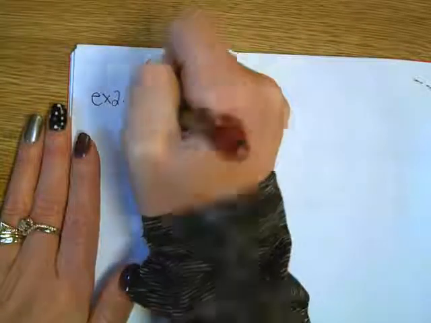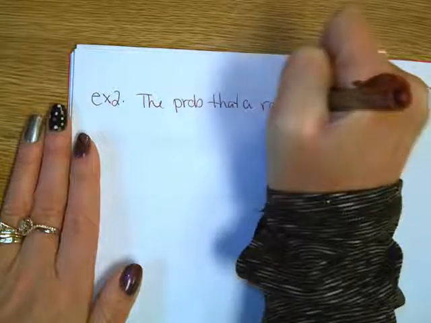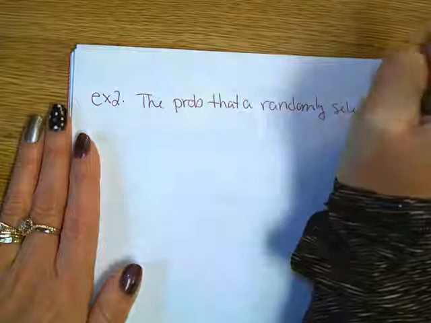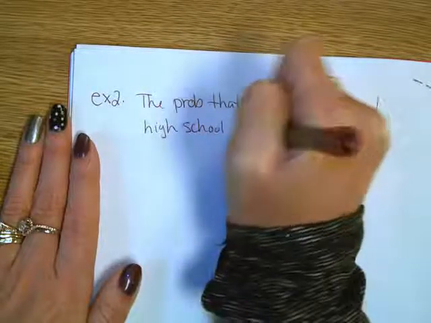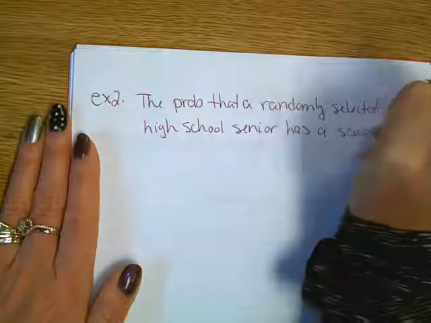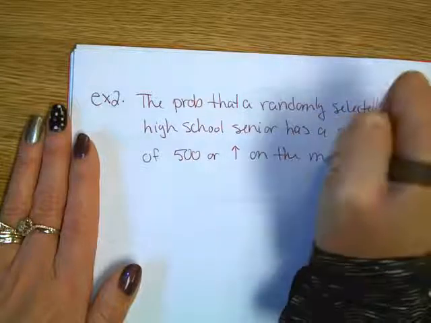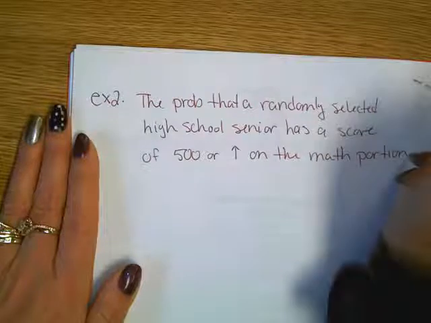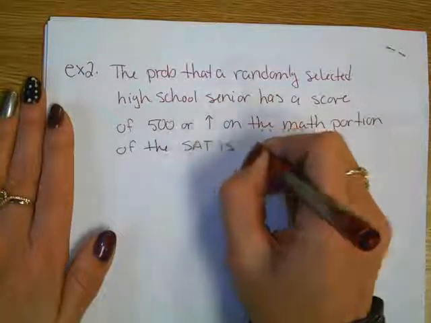All right, our next example. Here's some given information. The probability that a randomly selected high school senior has a score of 500 or higher on the math portion of the SAT is 0.49.